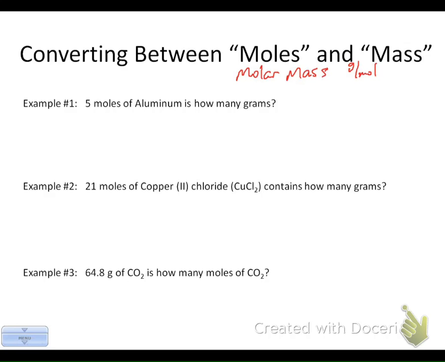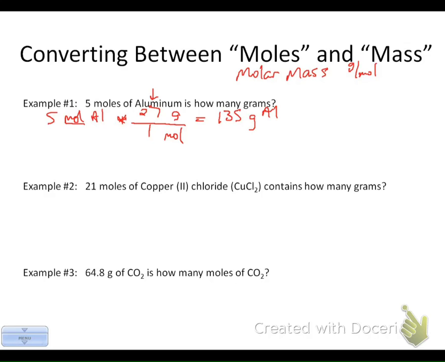Example 1, we start out again with our 5 moles of aluminum. Okay, so our conversion factor, if we start with moles, moles has to go in the bottom, grams will be on top. For aluminum, there are 27 grams in every 1 mole of that substance. I got the number 27 from the periodic table. So this becomes a math problem. We multiply 5 times 27 and rounded to sig figs, 135 grams of aluminum.